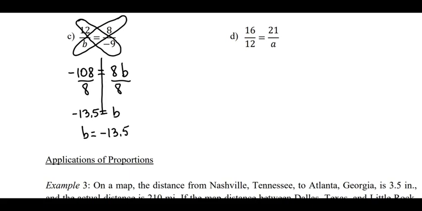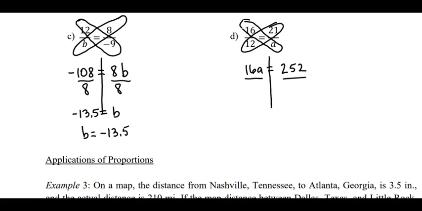And then the last one, we have 16 over 12 equals 21 over a. So again, set up your cross product. So you will have 16a equals 12 times 21, which is 252. All right. This time I'm going to leave it as a fraction just so I can demonstrate what happens when you leave it as a fraction.